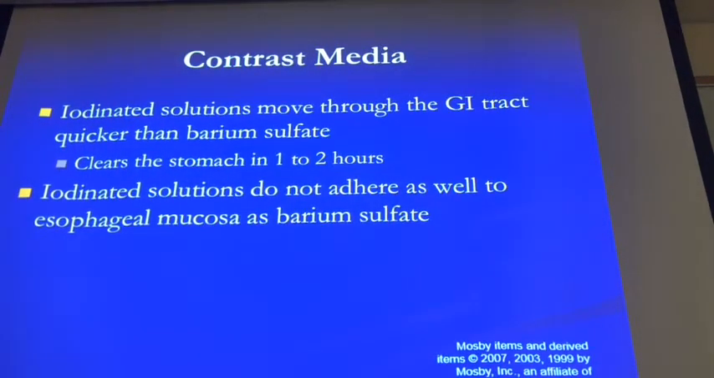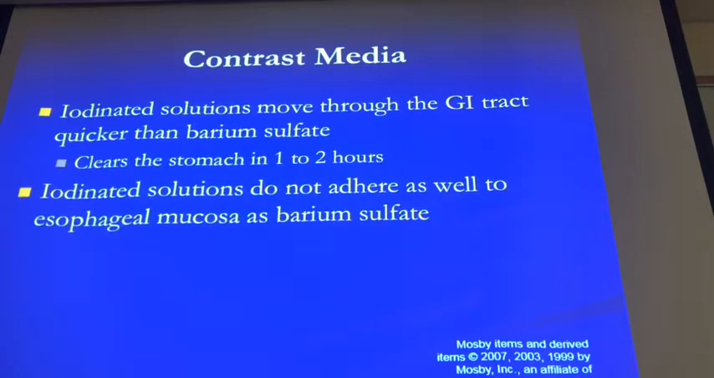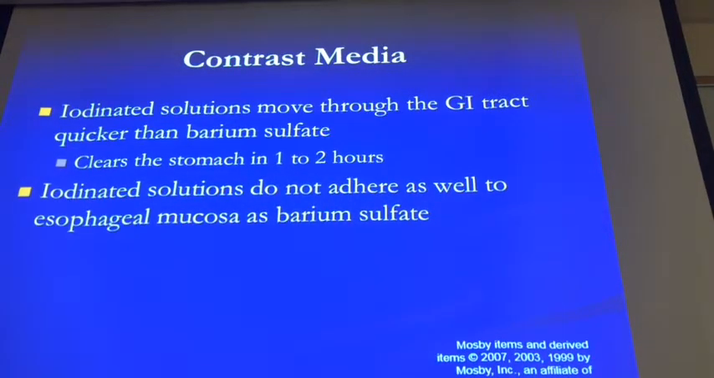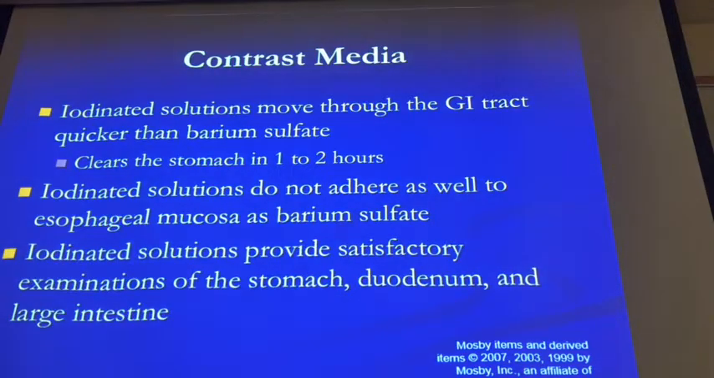Iodinated solutions do not adhere as well to the esophageal mucosa as barium sulfate. So here's another advantage why barium is better, because it's thicker, it's heavier, it sticks to the walls very well. You can see the lining of not only the stomach, but the whole GI tract much better. Iodinated solutions provide satisfactory examination of the stomach, duodenum, and large intestine. And that's all I'm saying, it's just satisfactory. It's not perfect. It's not great like barium is.